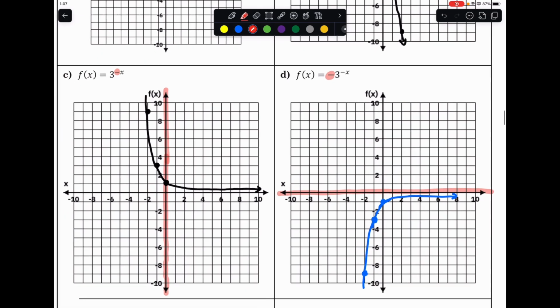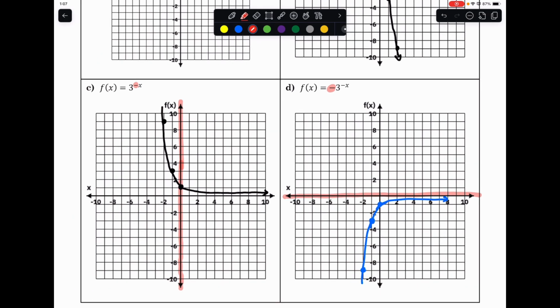So this is what the graph would look like if I was reflecting it not only across the y-axis, but also across the x-axis. Not only am I making it go towards the horizontal asymptote, but I'm doing it from underneath. So it will look like this.